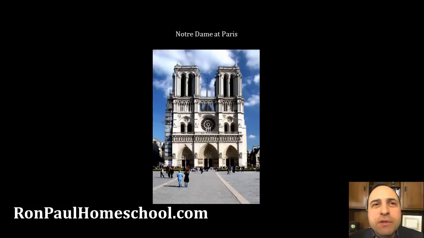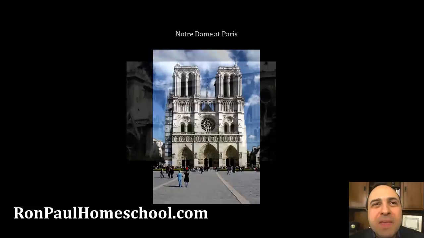Here we have a glimpse upward at some of the stained glass work, which is also going to be a characteristic feature of these cathedrals. This is the Cathedral of Notre Dame at Paris, although my wife hates when I say that. I should call it Notre Dame, she says, so there you have it.